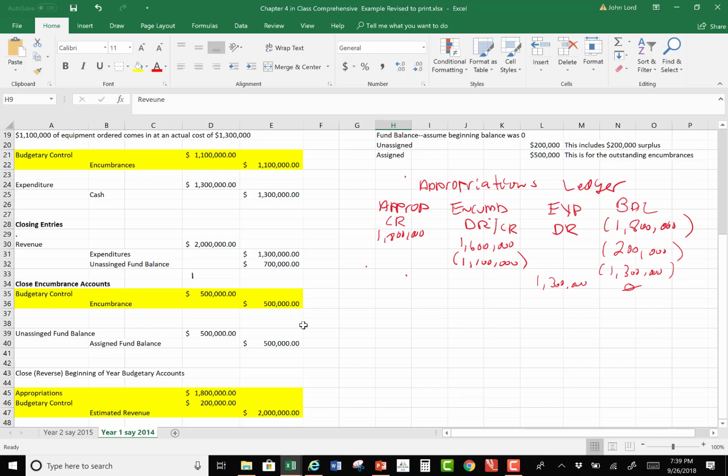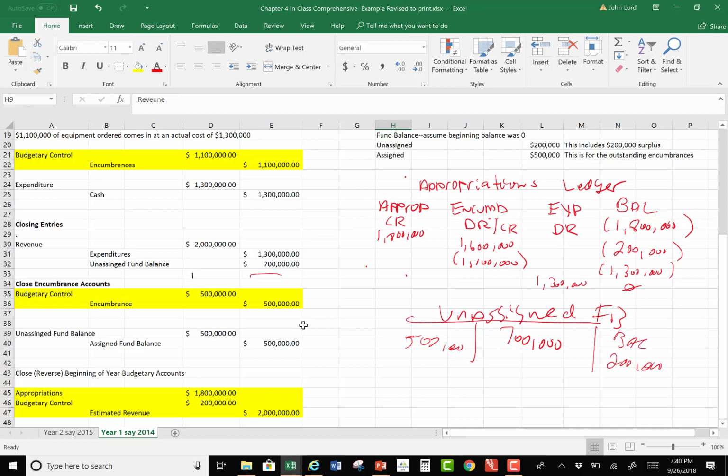Okay. Now, if you're sitting there and you're thinking about the unassigned fund balance, let's see what happened to it this year. Unassigned fund balance, and we'll assume we just started operations. Up here, I had credited it for 700, hadn't I? Over here, I just debited it for 500, didn't I? So what's the balance in there now? Balance is 200,000 unassigned credit, right?